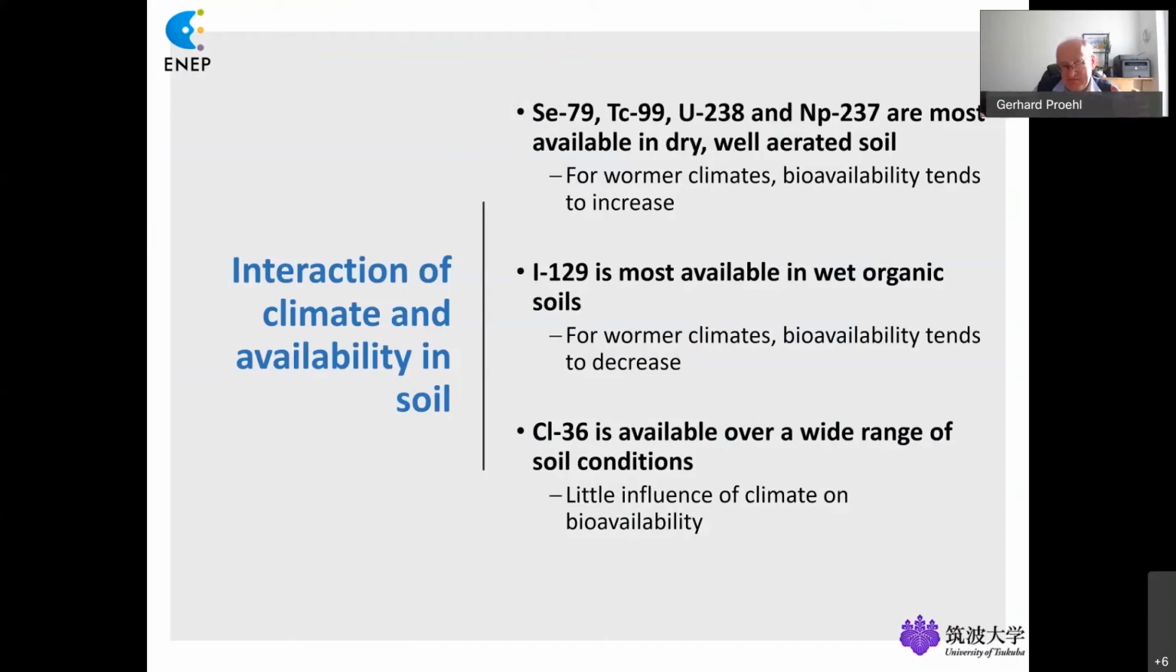Chlorine occurs mostly as chloride, and this is available over a wide range of conditions. All of these radionuclides, iodide, chloride, selenite, selenate, and pertechnetate, are anions. This means they are negatively charged, and therefore they are not sorbed by clay minerals. That's why, if they are present, they are very mobile in soil.